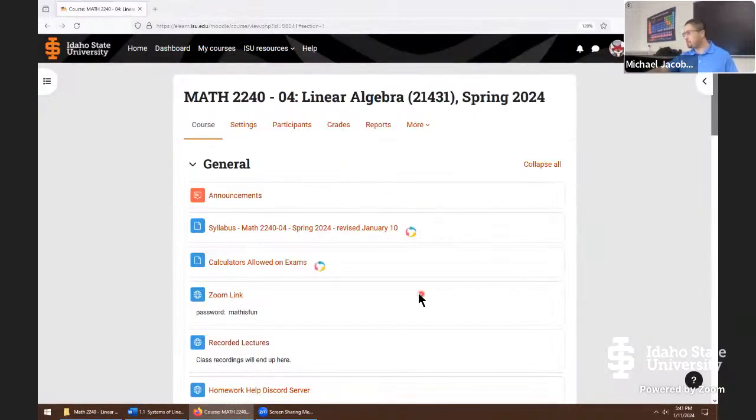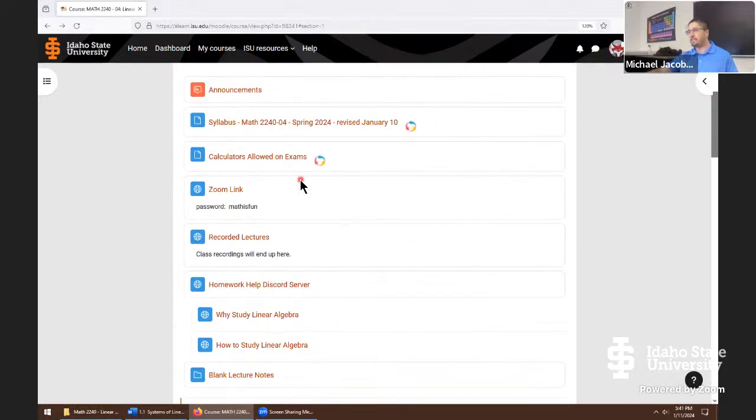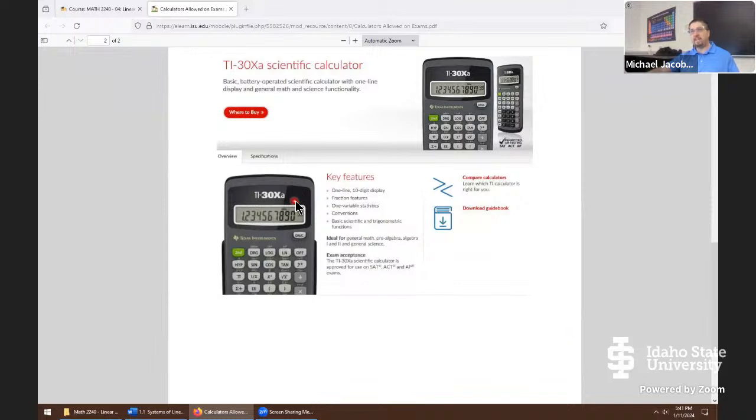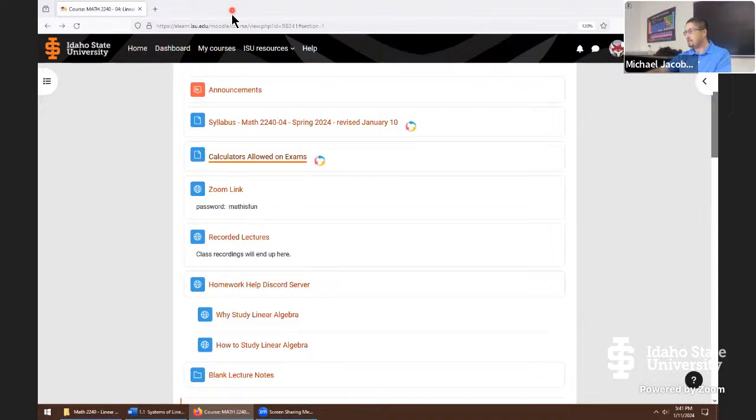Still, we want to go through a couple more things. On the Moodle website itself, the general tab is where we're going to collect a lot of interesting resources, like, for example, calculators allowed on exams. That's just a pop out from the syllabus, but here's what they look like. This is what I would recommend for this class as a calculator. If you're really fluent with this one, then I'd say stick with it. It would do just fine in this class as well.